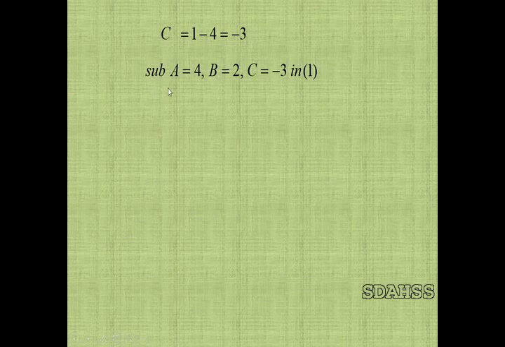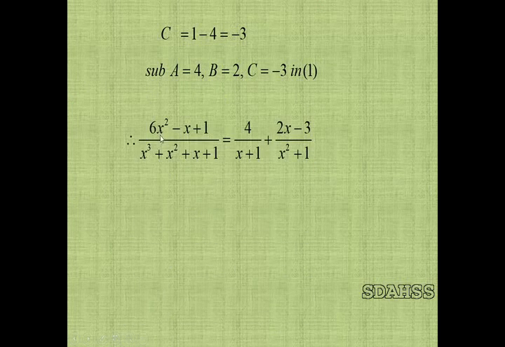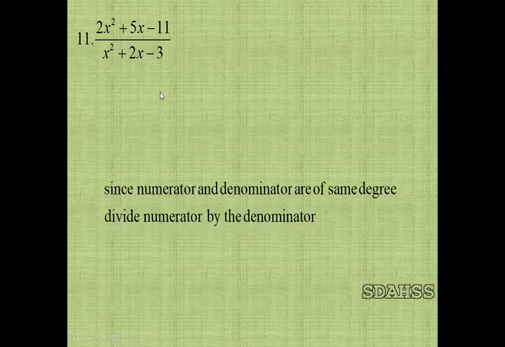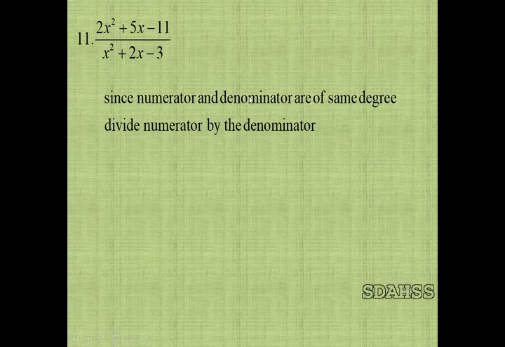Minus 3. Substitute a is equal to 4, b is equal to 2, c is equal to minus 3 in the first equation. So the first equation becomes (6x square minus x plus 1) divided by (x cube plus x square plus x plus 1) is equal to 4 divided by (x plus 1) plus (2x minus 3) divided by (x square plus 1). Now the sum: (2x square plus 5x minus 11) divided by (x square plus 2x minus 3). Since numerator and denominator are of same degree, so divide the numerator by the denominator.